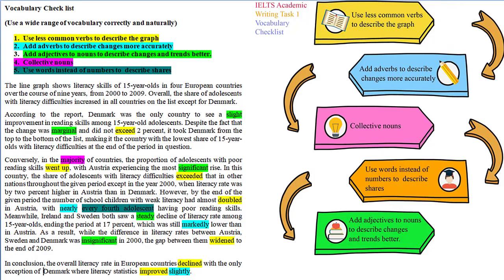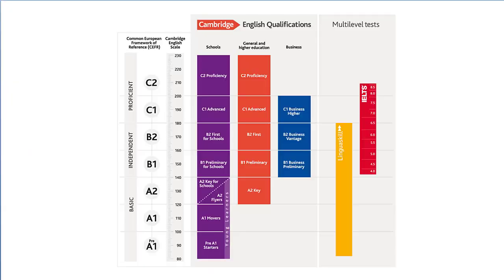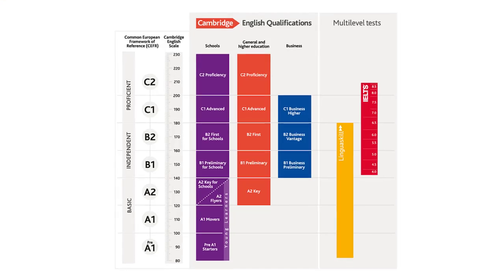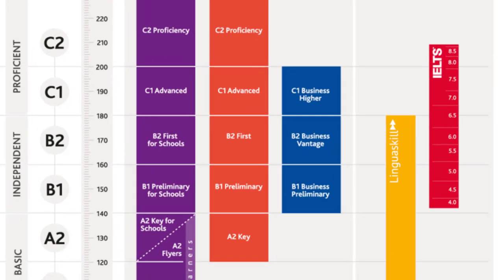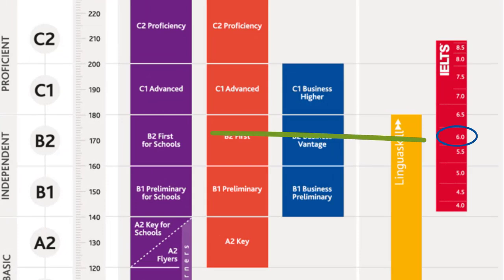The third evaluation criterion is vocabulary. Here we are mainly concerned with the correct use of the vocabulary and its range, variety, and complexity. I personally find the Cambridge reference to be the most accurate here. So to achieve a 6 for the vocabulary, you need to correctly use B2 level vocabulary.